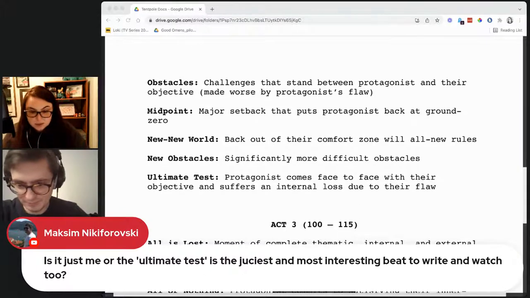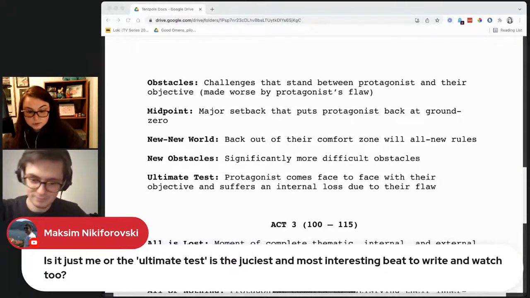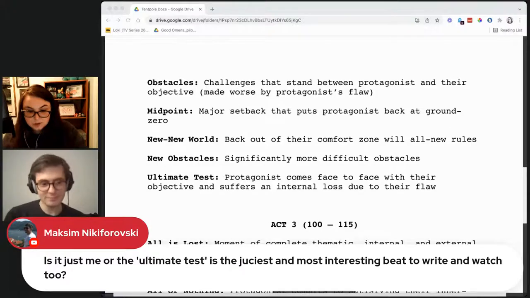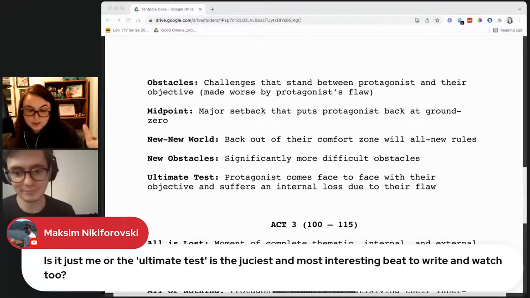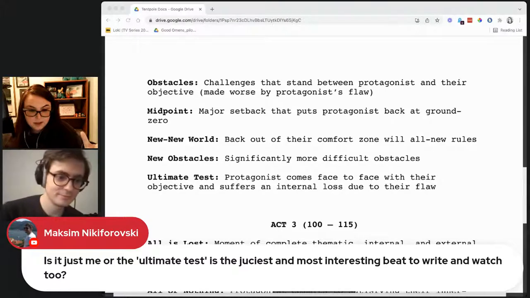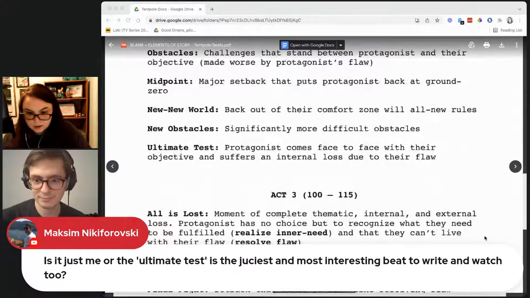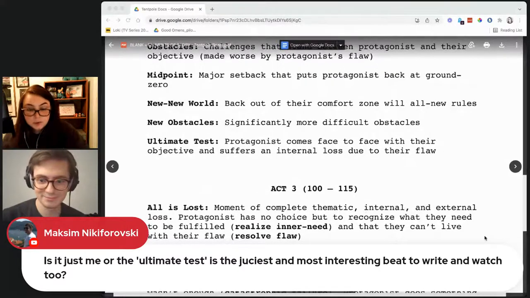Since it's the ultimate test, they're going to suffer an internal loss due to their flaw. They're going to choose the office. They're going to get the promotion. And it's still going to be an emotional low, because in the moment right after the all is lost, they're going to finally understand their flaw and how much it's messed with them, and that the thing they thought they wanted was ultimately empty and doesn't satisfy them. I hope that makes sense. So that's one in which they do get the objective, but it's still an internal loss. And then the other one is that they don't get the objective because of who they are.